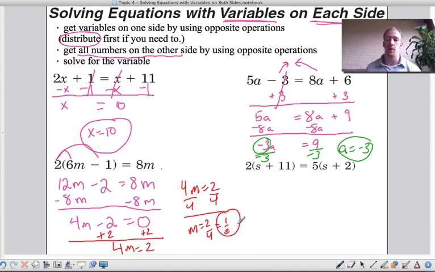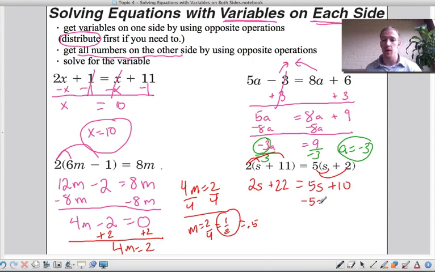I like fractions better, or you might like 0.5. Alright, so one more here. Parentheses on both sides, we've got to distribute twice, no big deal. 2 times s is 2s. 2 times 11 is 22. 5 times s is 5s. 5 times 2 is 10.